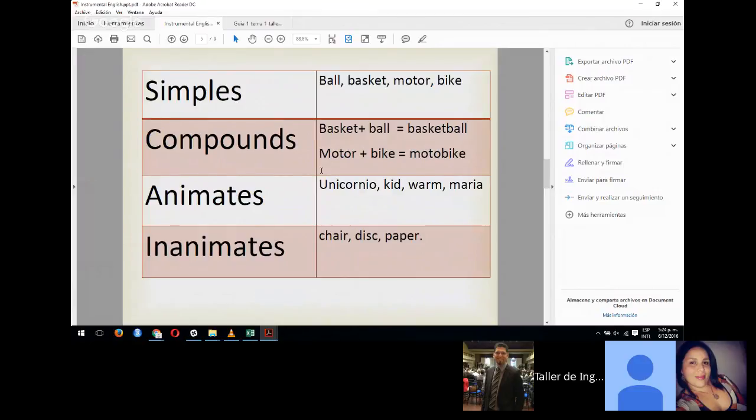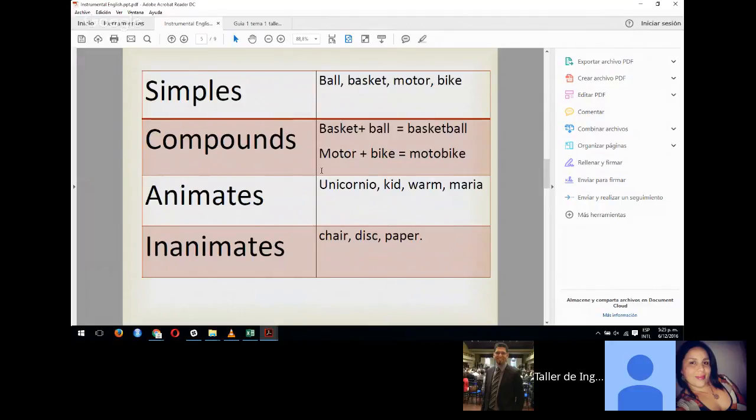A noun is compound when it is a word composed of 2 words. For example, basket plus ball, basketball. It has 2 words. Okay, it's composed of 2 words. Another example is motorbike. Motor and bike is composed of 2 words.